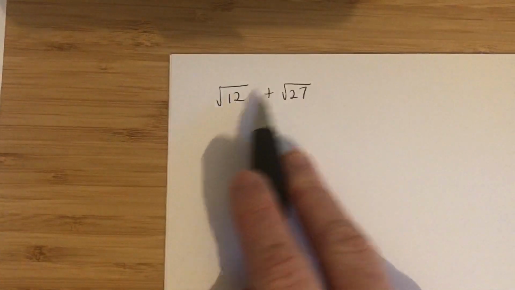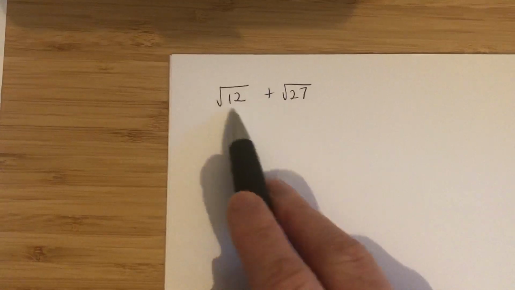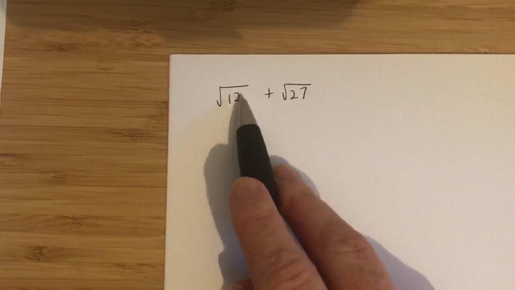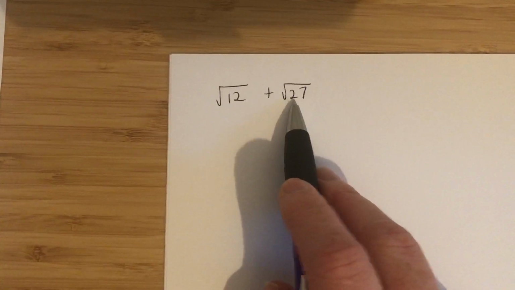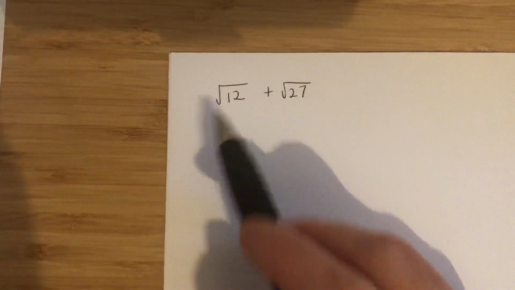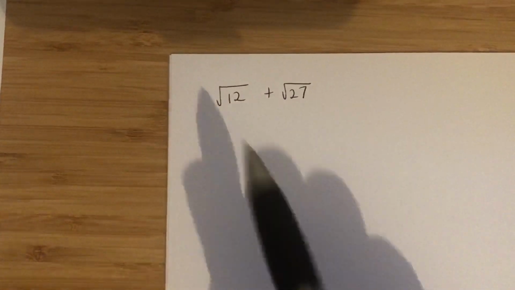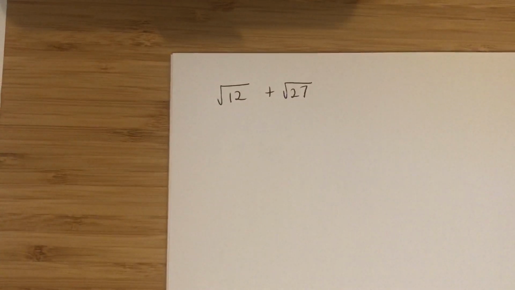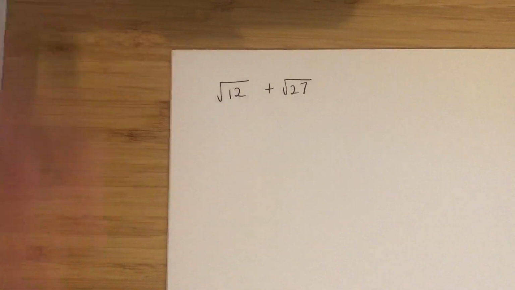Alright, so if we have two surds that we need to add together, we can't add them if they're different numbers. So the square root of 12 you cannot add to the square root of 27. You can only add them if it's the same number under the root. We can, however, simplify both of these, and if we can simplify them both to have the same number under the root, we can then add them together.